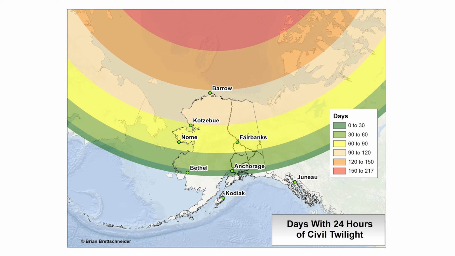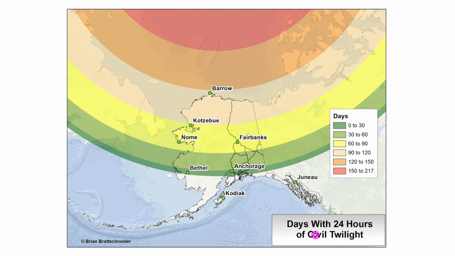Oh, and I really like this one. Days with 24 hours of civil twilight. Civil twilight means that the sun is down, but you can still see stuff. There's civil twilight, there's nautical twilight, and then there's astronomical twilight. And the definitions are the degrees below the horizon of the sun and what you can see. I think civil twilight would be like up to half an hour after sunset. I think in California, you don't need to have your lights on. It's still light enough that you can drive around without headlights. Nautical twilight, there's less visibility, and then astronomical twilight, it's almost dark.